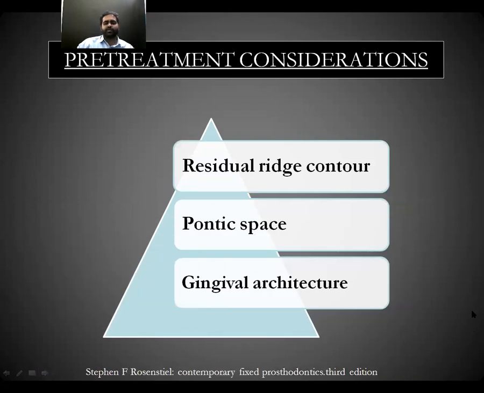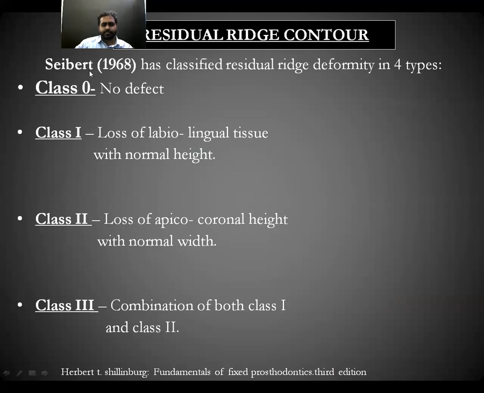So basically, what should we consider before going to a treatment? They are categorized into three basic categories. The first one is the contour of your residual ridge, how it is after the extraction. The second one is the amount of space for your pontic. It is very important. The next one is the gingival architecture. How is the gingival architecture of your residual contour? There is a classification given by Seibert. This is Seibert's classification. It is the only classification given for the residual ridge contour. There are four classes.